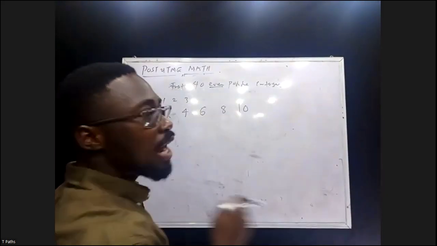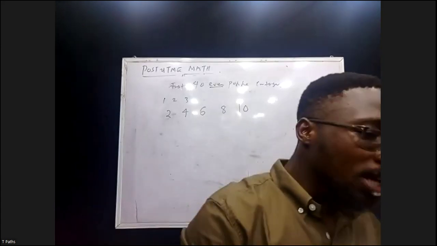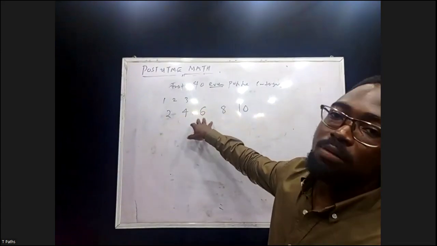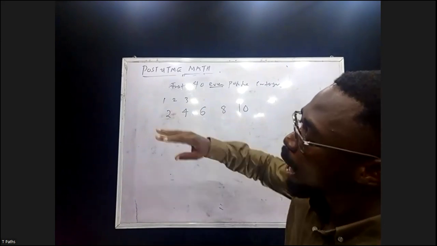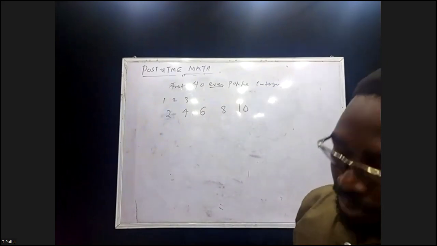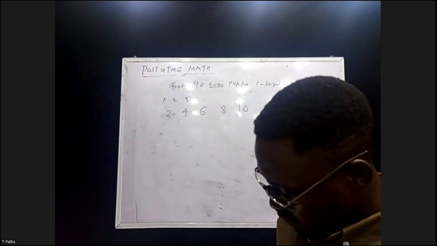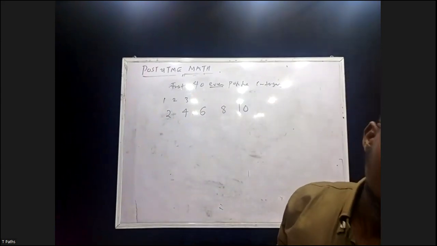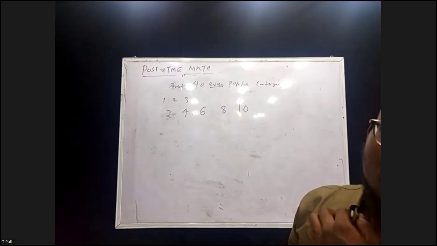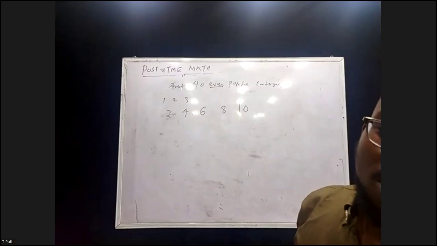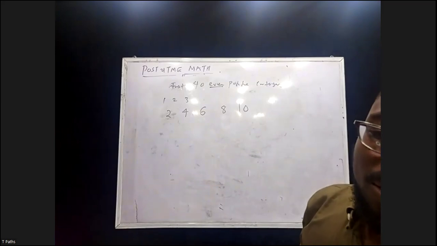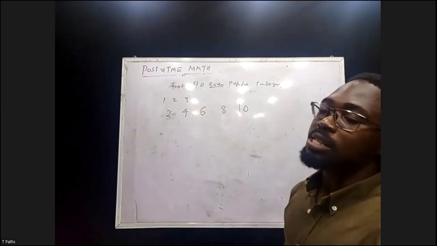Now, let me ask you. I need another person to answer me, a girl preferably this time. This sequence, is it an AP? Yes or no? And if it is an AP, how do you know it is an AP? I need a girl this time around to answer me. Is there anybody? You can unmute them, please. Anybody that can answer us?